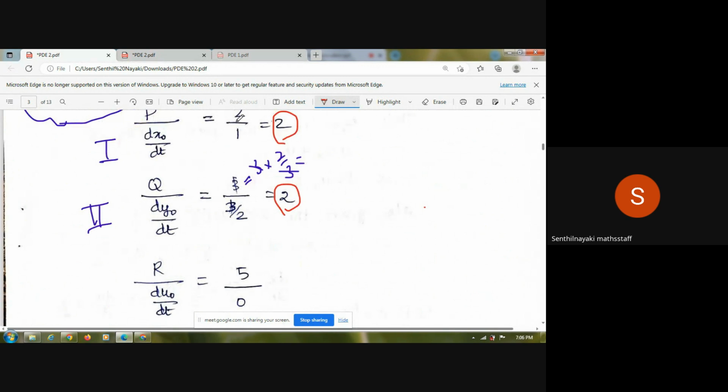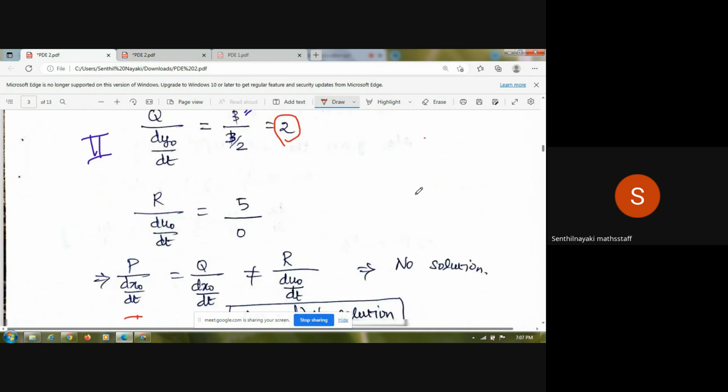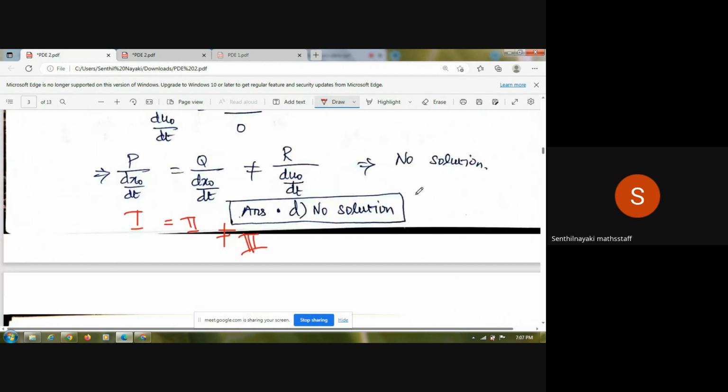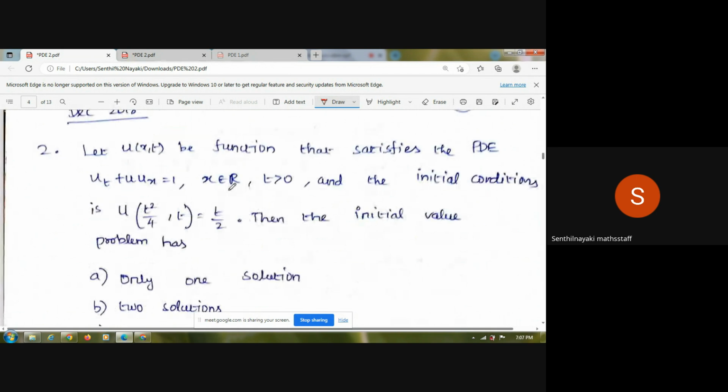If the first two ratios are not equal, then we have a unique solution. If all three ratios are equal, we get an infinite number of solutions. If the first two ratios are equal, but that is not equal to the third one, then we get no solution. Okay, now we will discuss the second problem.